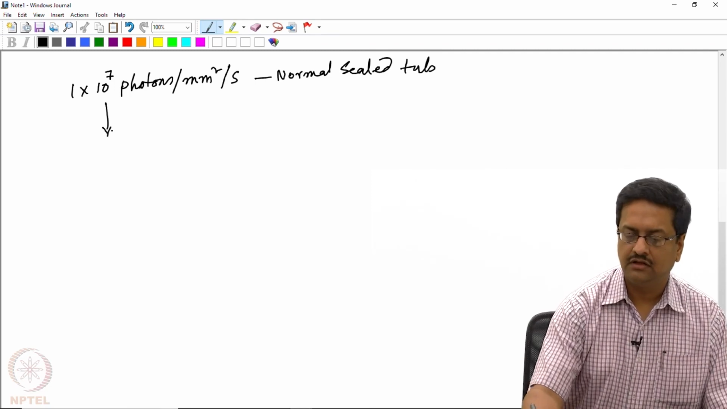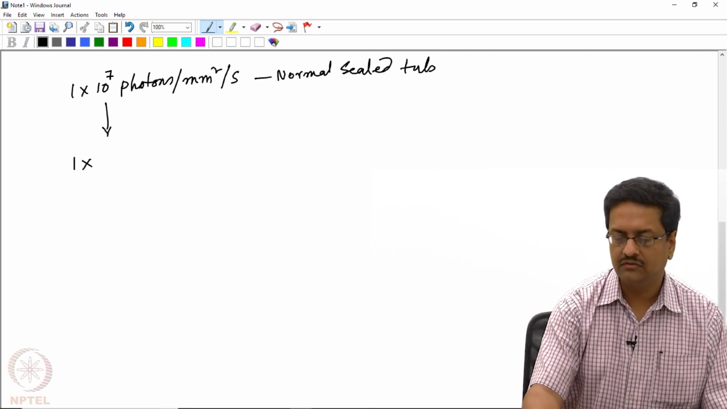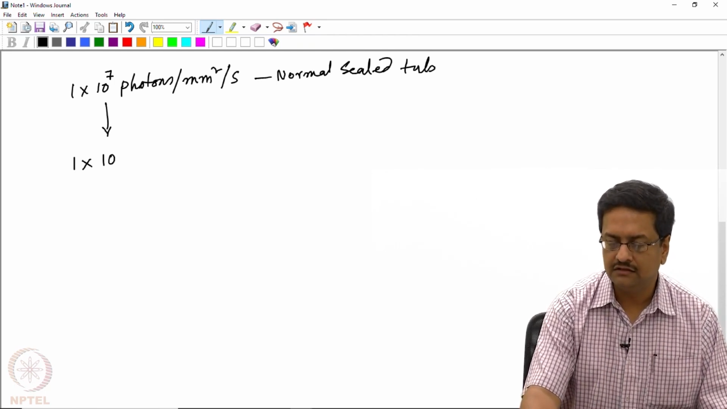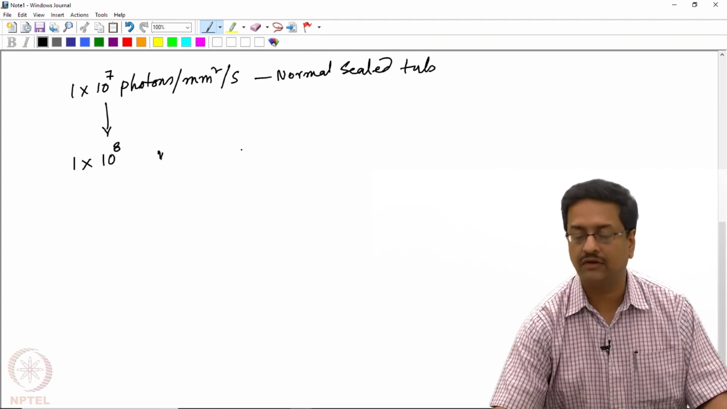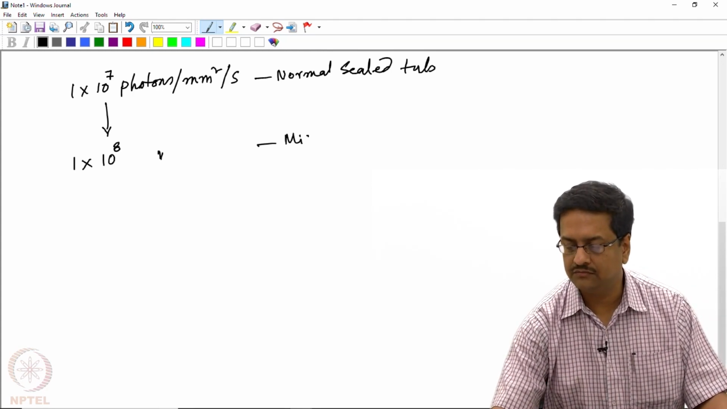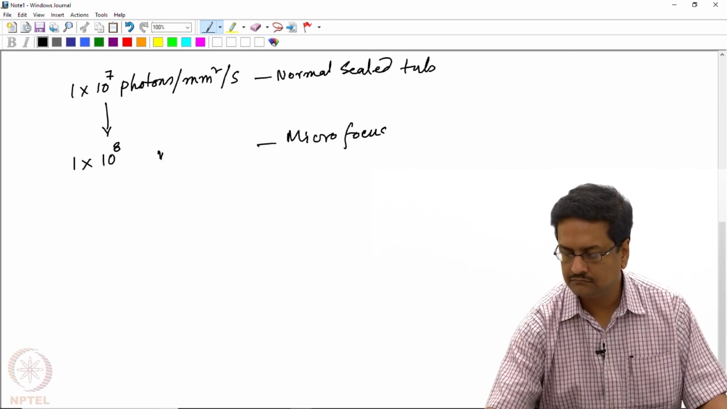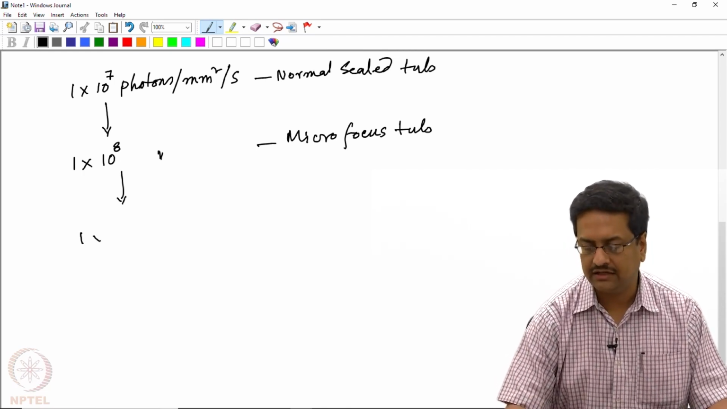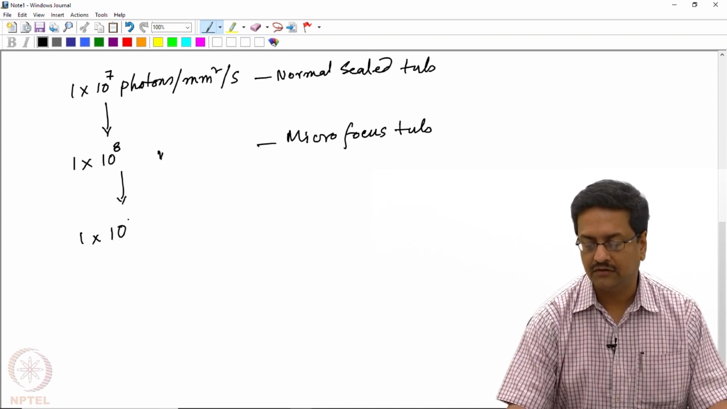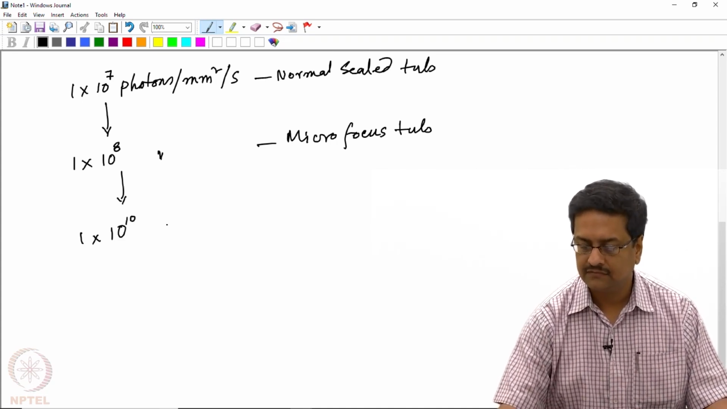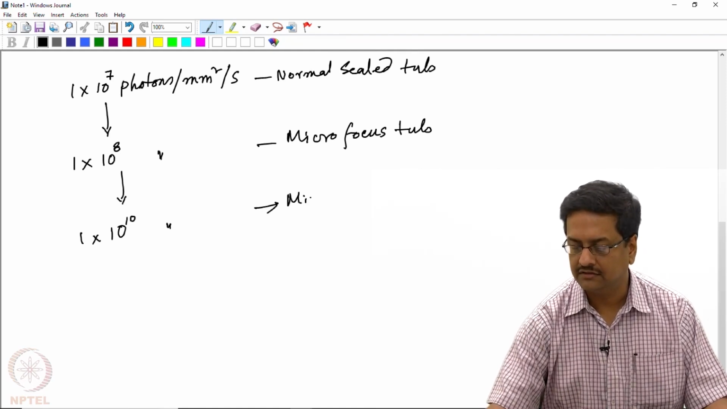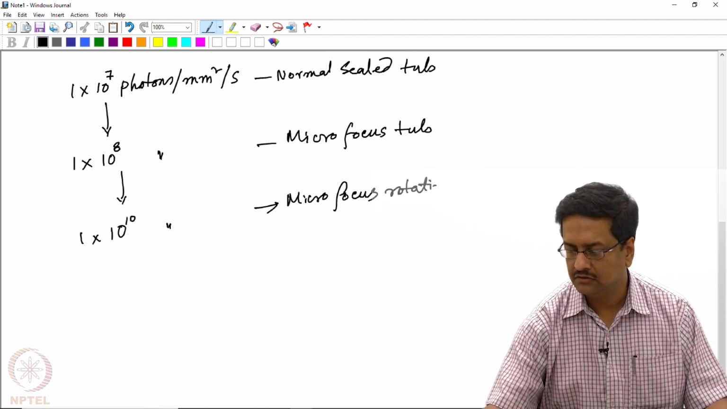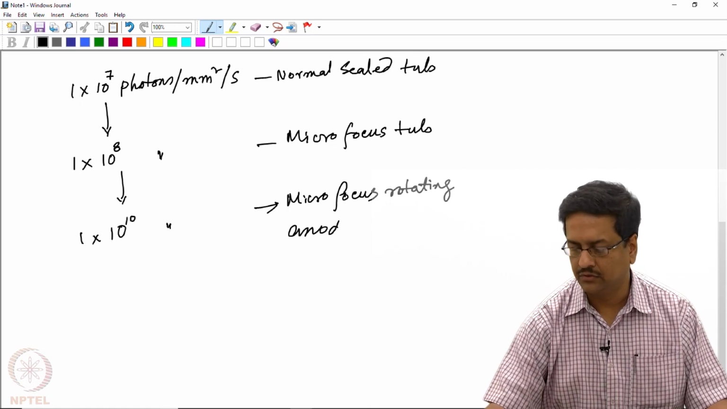Compared to that, a microfocus sealed tube might give you about 10 to the power 8 photons per square millimeter, and if you are using a microfocus rotating anode source, you may end up getting an even higher intensity.